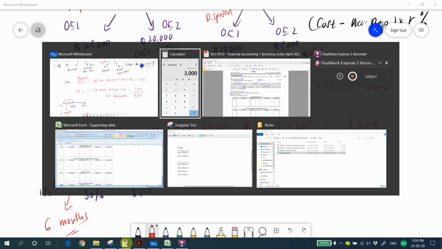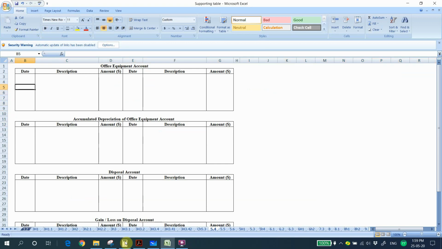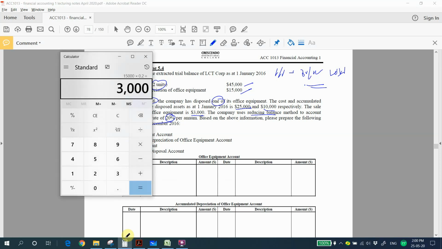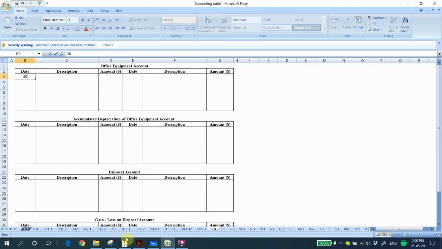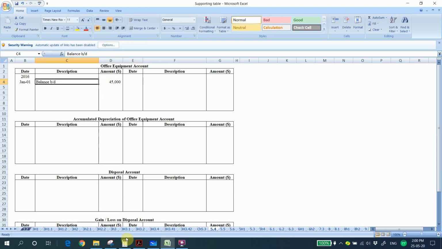So let's start. We first record the opening balances of the office equipment and also the accumulated depreciation opening balances. This exercise is 2016. So on 1st of January 2016, we have a balance b/d of 45,000. And for the accumulated depreciation on office equipment, the balance b/d is on the credit side, 15,000.